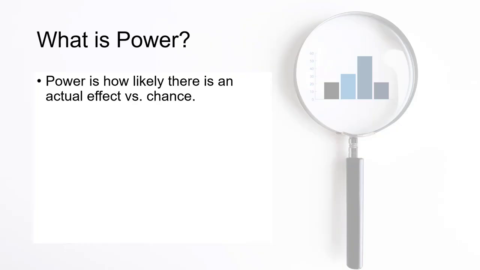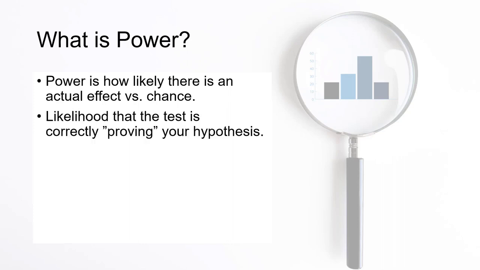The statistical power of a study is how likely the study is to distinguish an actual effect from one of chance. It's the likelihood that the test is correctly rejecting the null hypothesis, in other words, proving your hypothesis. For example, a study that has an 80% power means the study has an 80% chance of the test having significant results. A high statistical power means the test results are likely valid.